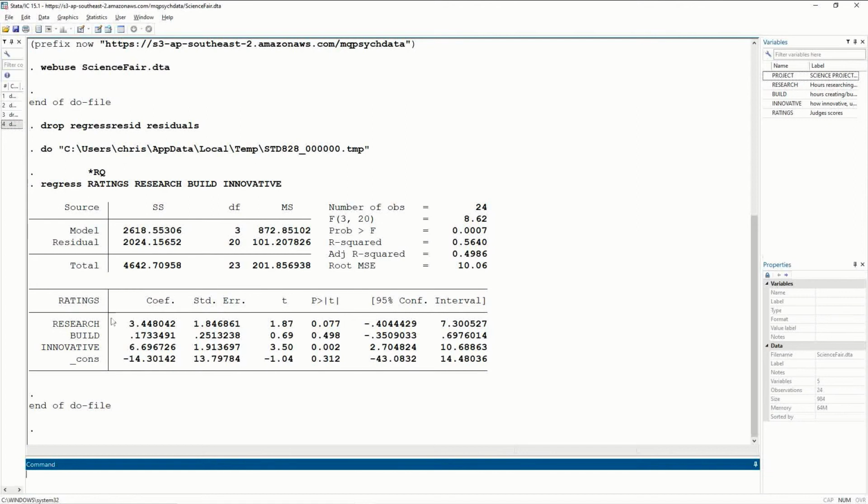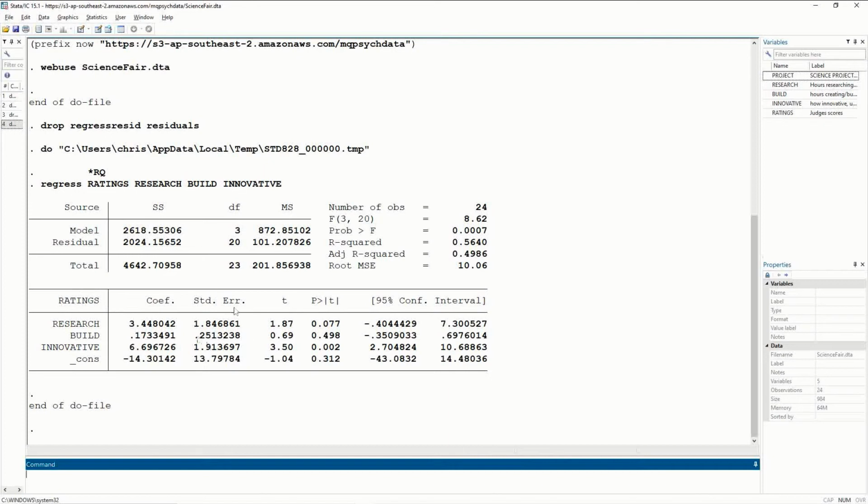Now, very quickly, if we look at research, we can see that for every 1 unit increase in research hours, or an hour spent doing research, the rating goes up by 3.45 units, and this is controlling for the number of hours spent building and the level of innovativeness. So regardless of how many hours you spend building, regardless of how innovative your project is, you're going to get an additional 3.44 points of rating for every extra hour of research you do.